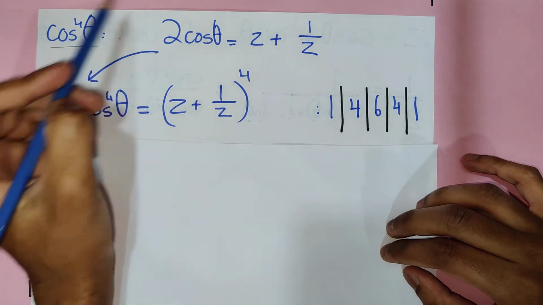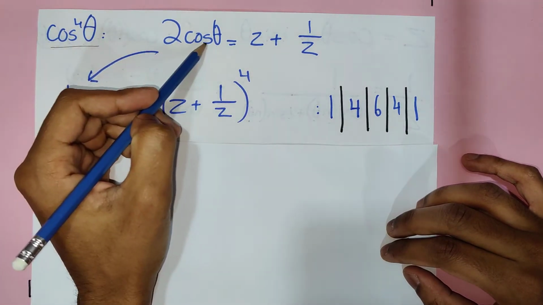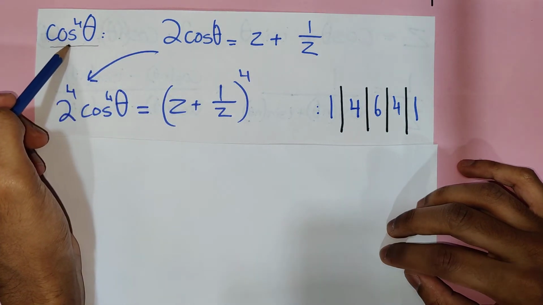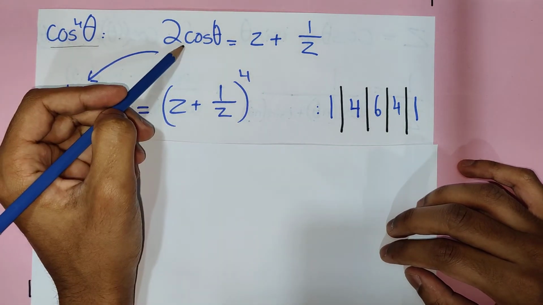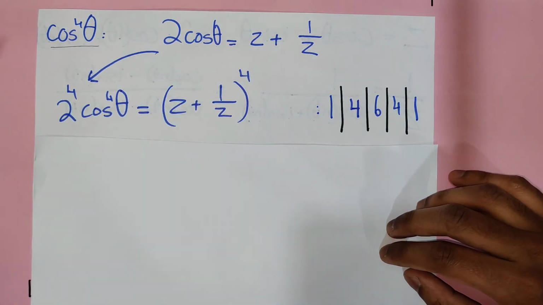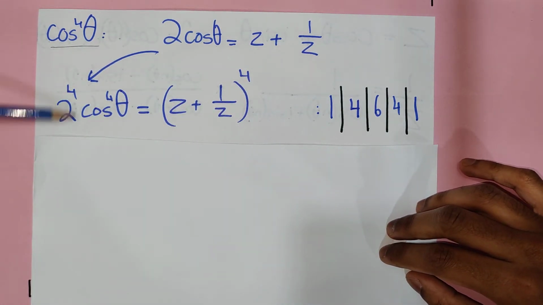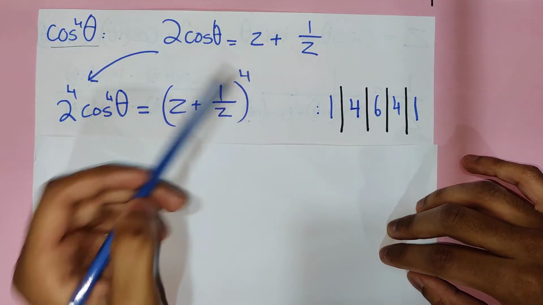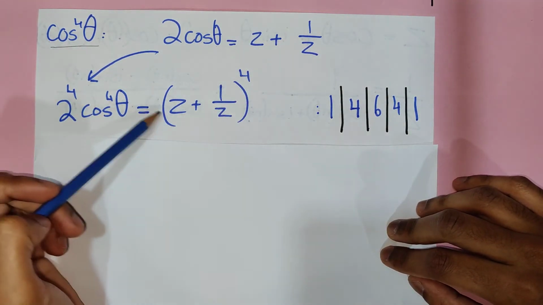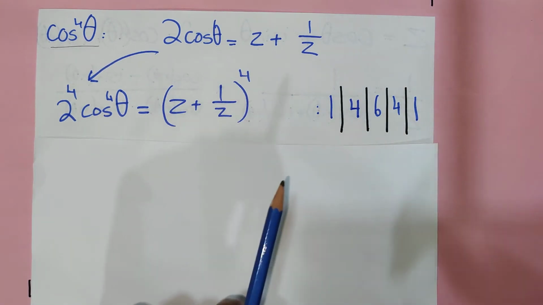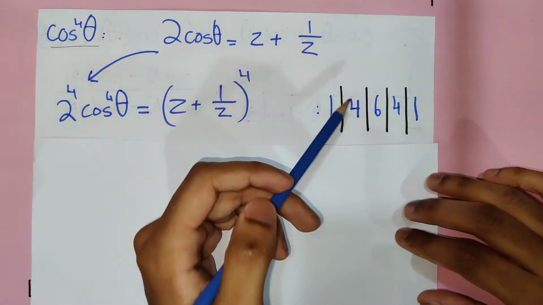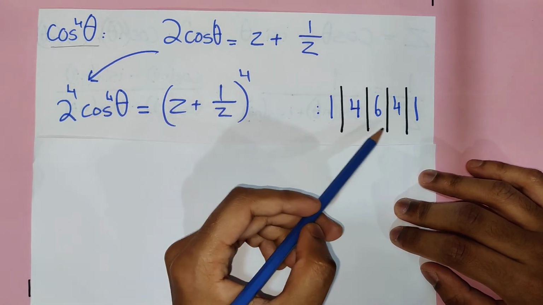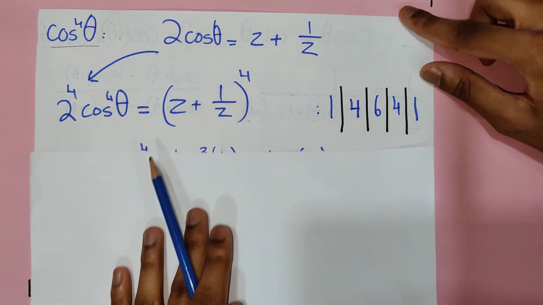So now, whatever this power is, you raise both sides of the equation to that same power. So because we want to find cosine to the power of 4 theta, we raise both sides to the power of 4. So this becomes 2 to the 4 by cosine to the power of 4 theta is equal to z plus 1 over z all to the power of 4. Now this is also a binomial, so we need to reintroduce Pascal's triangle, which will tell us that the coefficients of this expansion will be 1, 4, 6, 4, and 1.